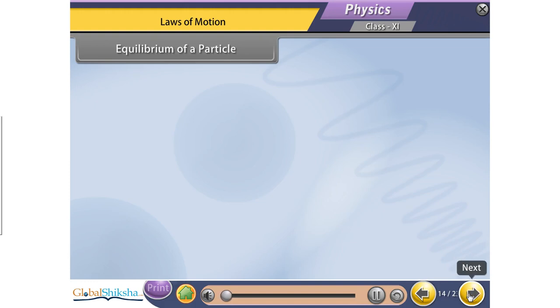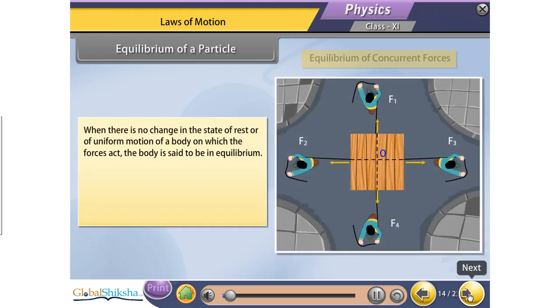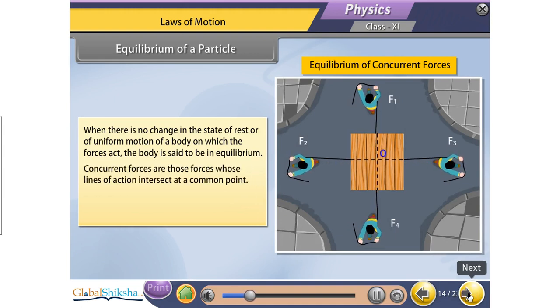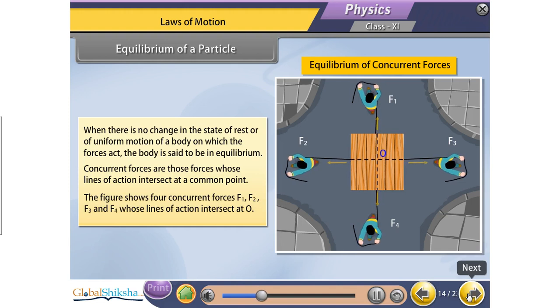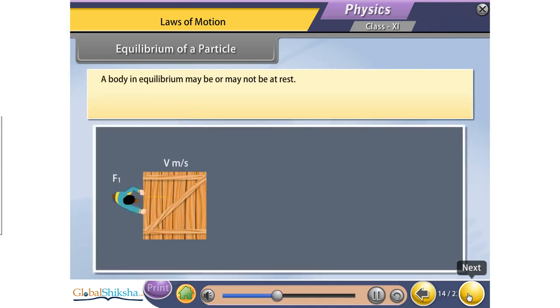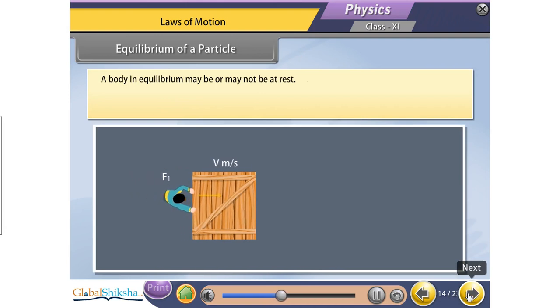Equilibrium of a particle. When there is no change in the state of rest or of uniform motion of a body on which the forces act, the body is said to be in equilibrium. Concurrent forces are those forces whose lines of action intersect at a common point. The figure shows four concurrent forces F1, F2, F3 and F4 whose lines of action intersect at O. A body in equilibrium may be or may not be at rest.